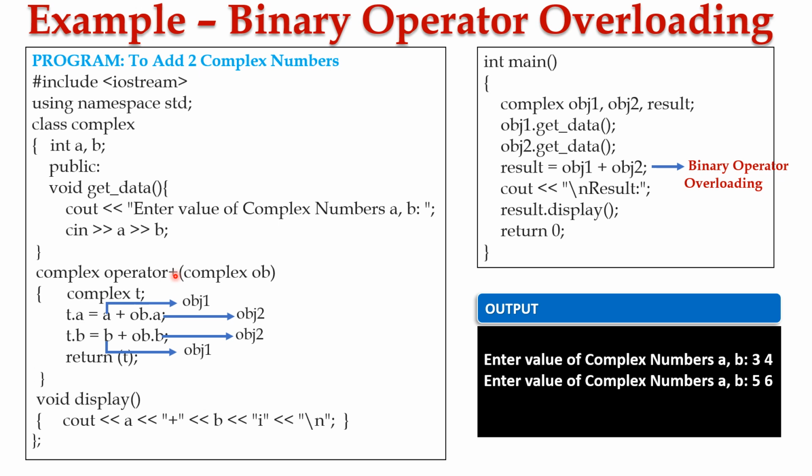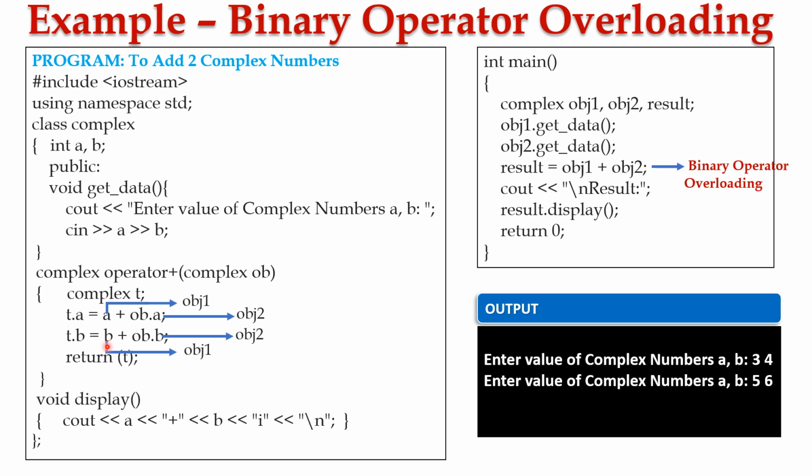Inside this method, we can see here the temporary object t is being created for the class complex. Next, we are adding the value of the variable a from object 1 and the value of the variable a from object 2, which represents the real part of the complex numbers. We can see here the value of the variable a from object 1 is 3 and the value of the variable a from object 2 is 5. So we are adding 3 and 5 and the value 8 is being added in the variable a, which is present in the object t.